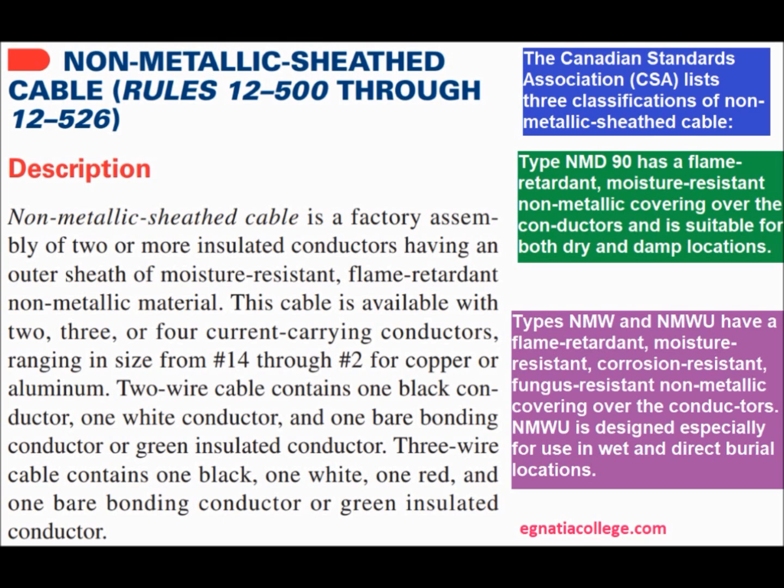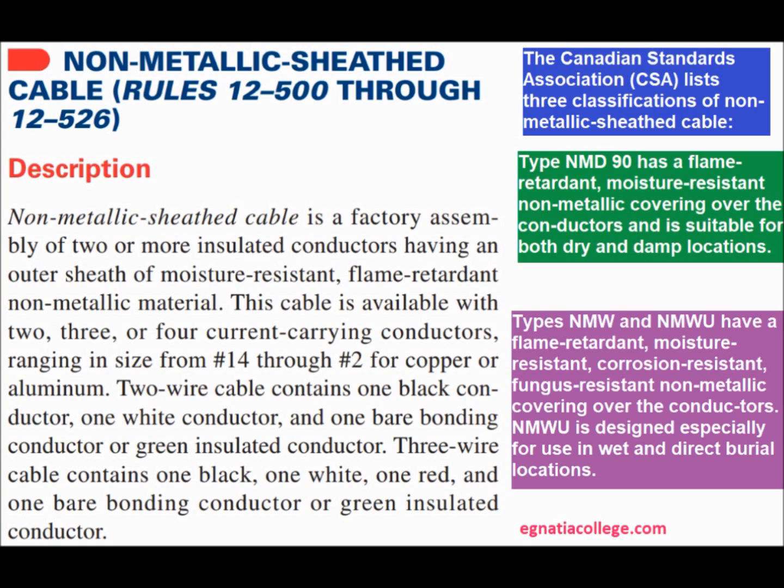Non-metallic sheathed cable. Non-metallic sheathed cable is a factory assembly of 2 or more insulated conductors having an outer sheath of moisture-resistant, flame-retardant non-metallic material. This cable is available with 2, 3, or 4 current-carrying conductors, ranging in size from number 14 through number 2 for copper or aluminum. 2-wire cable contains 1 black conductor, 1 white conductor, and 1 bare bonding conductor or green insulated conductor. 3-wire cable contains 1 black, 1 white, 1 red, and 1 bare bonding conductor or green insulated conductor.